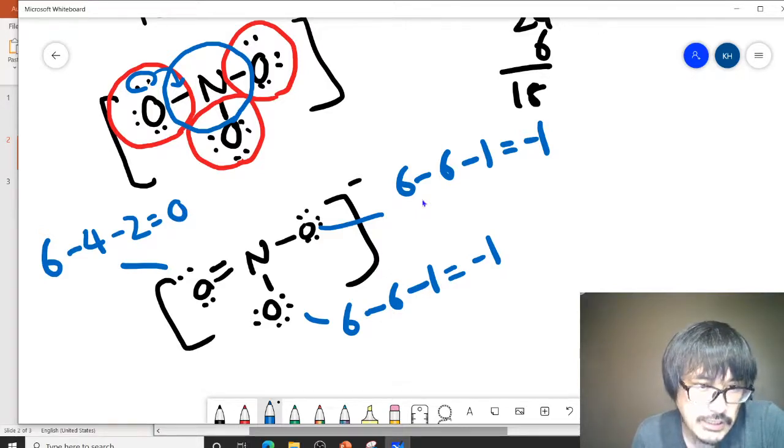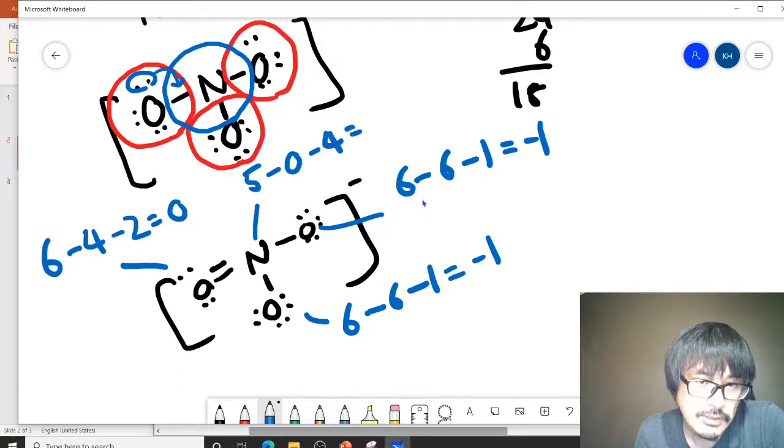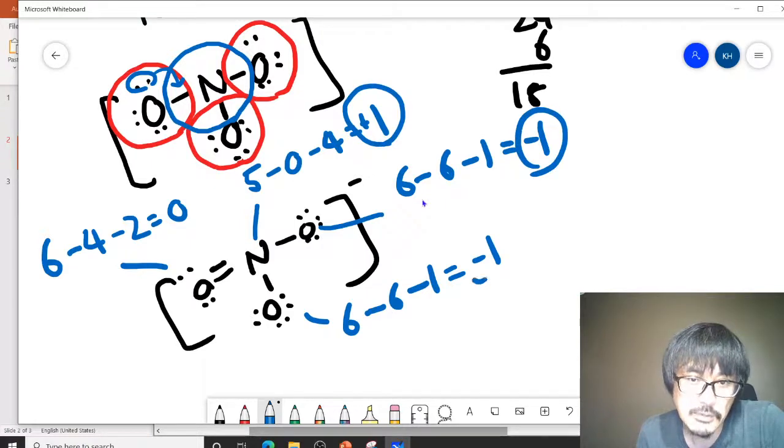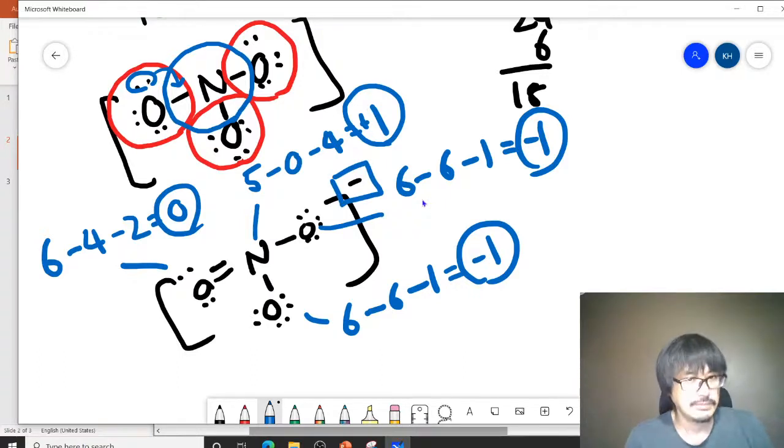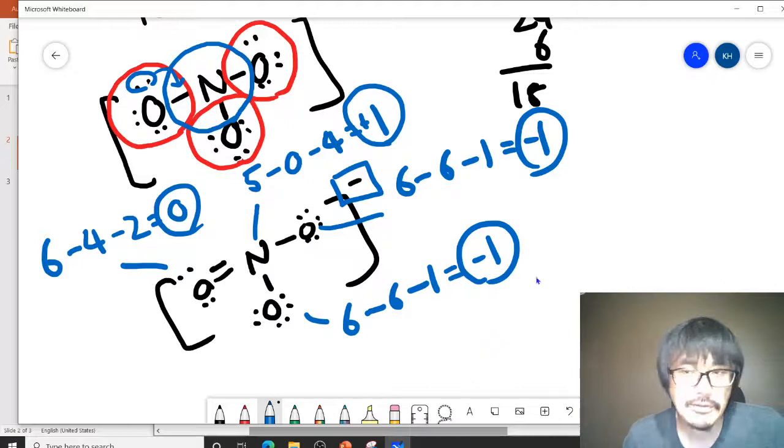formal charge. And this nitrogen here starts out with 5 minus 0 dots minus 4 lines, so it's going to have positive 1. So if I add up this positive 1, negative 1, negative 1, and 0, I should end up with a negative 1 charge. So that's how you do the formal charge.